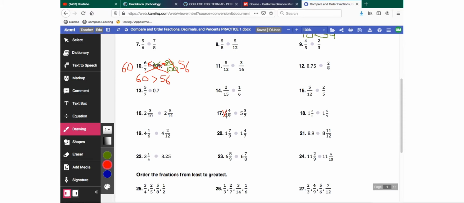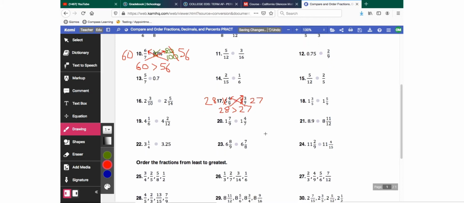Look at number 17. You see the whole numbers are the same. Cross them out. You don't need them. They don't tell you anything about comparing. And then you're left with the fractions. So you can cross multiply again. Okay, so that's a close one. 28 is greater than 27. So the same thing is true for the mixed numbers above them. The first one's greater than the second one.